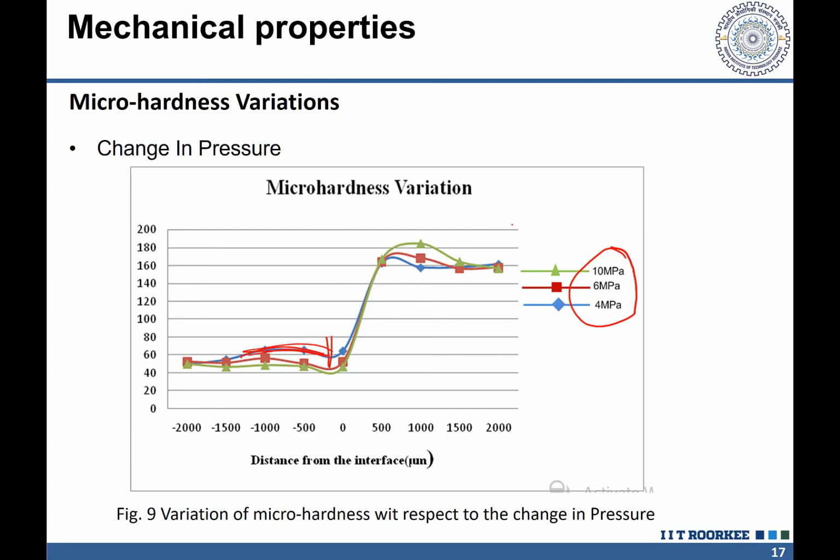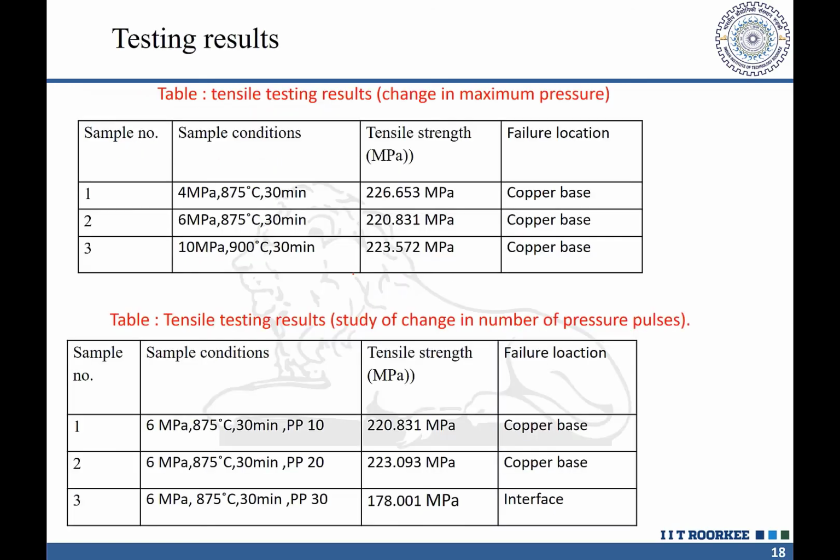So this side is the austenitic stainless steel, this side is the copper. There is a great difference in the properties of the two metals, that's why we can see the large variation. And here the sloping line shows the variation in the hardness distribution across the interface. Okay, now if we see the ASS and copper joint, and how the properties are getting affected with the change of the maximum pressure.